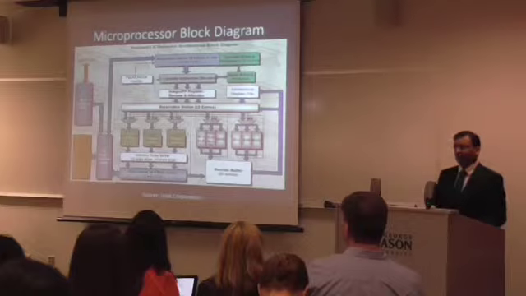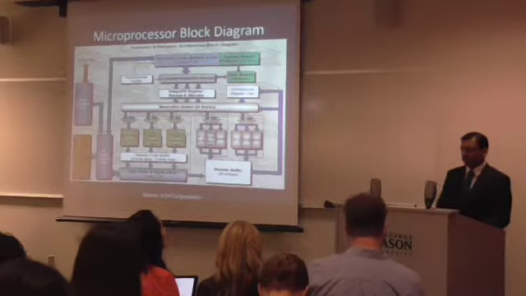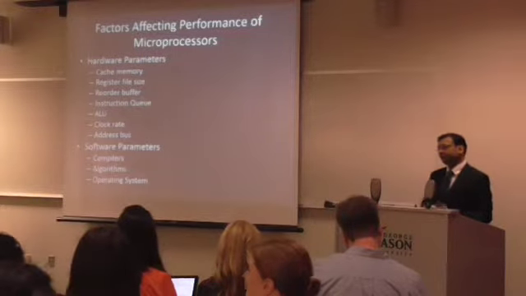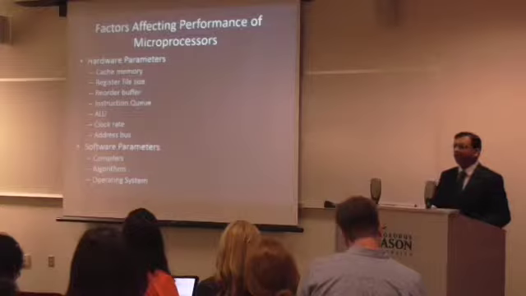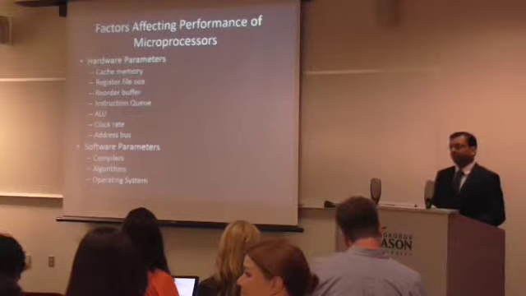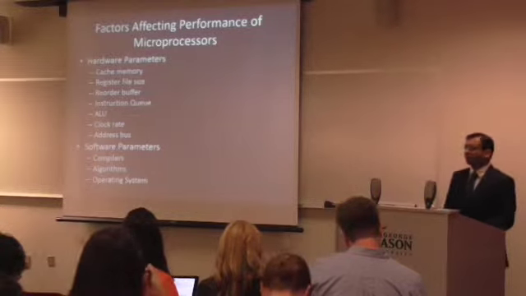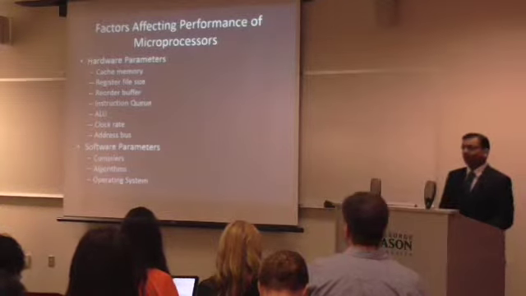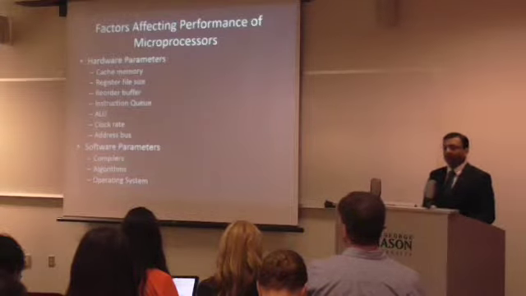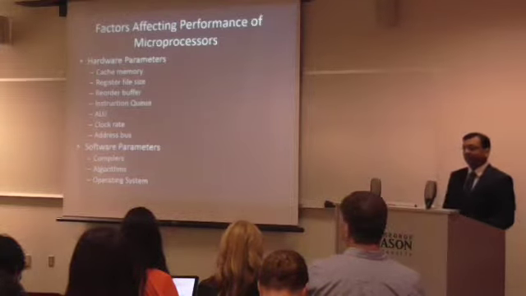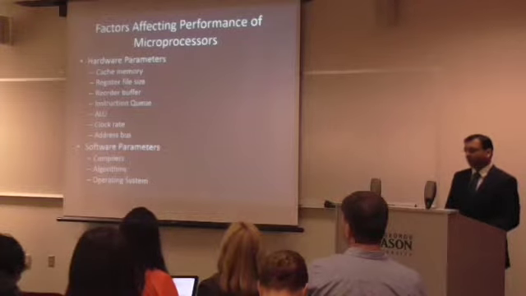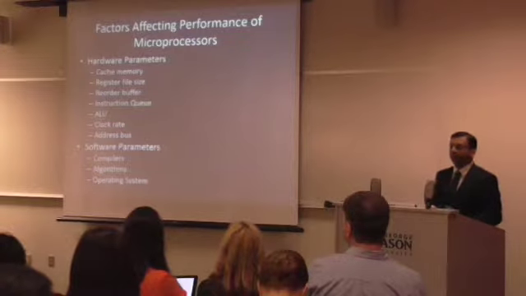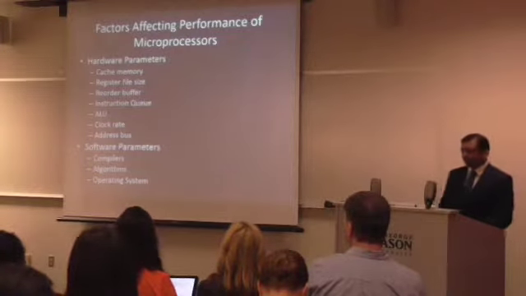So what are the factors which affect the performance of the microprocessor? I listed some factors. You can categorize them as hardware parameters and software parameters. Hardware parameters are cache memory, register file, reorder buffers, instruction queue, ALUs, clock rate, and address bus. Software parameters consist of compilers, algorithms, and operating system. Today I'll be focusing on hardware parameters, especially cache memories, reorder buffer, and instruction queue.